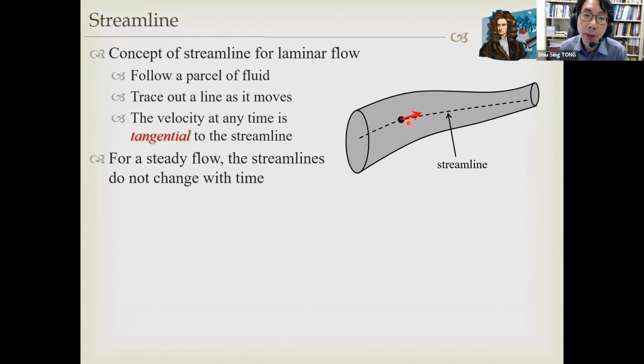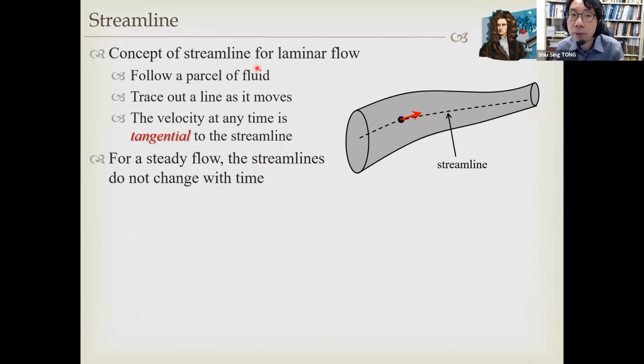Okay. Now for a steady flow, remember what a steady flow is? A steady flow would not have a change in velocity when I'm looking at a particular position. So the velocity here is always the same. The velocity there is always the same. It will not change with time. Okay, and that means the streamline will not change with time.